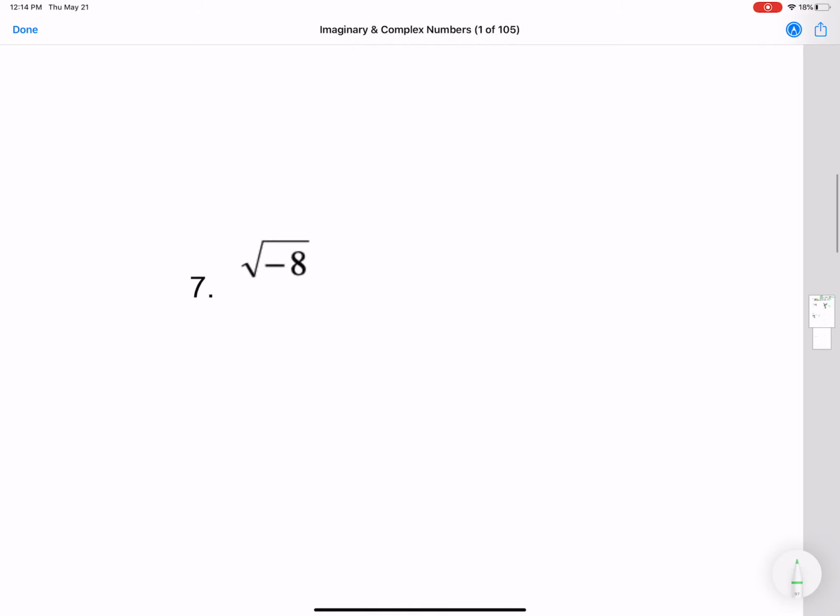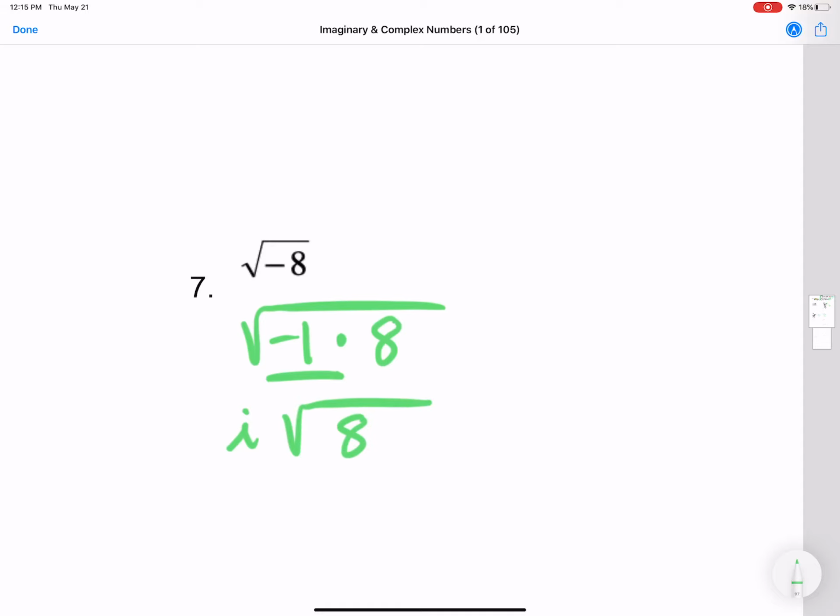Number 7. So for number 7, you have the square root of -8. It's not no solution. You can actually simplify this now. So what you want to do is split this up. This is really the square root of -1 times 8. Now we know the square root of -1 is just going to be i. So whenever you see a -1 in there, take it out and call it i. So this is what you have left.